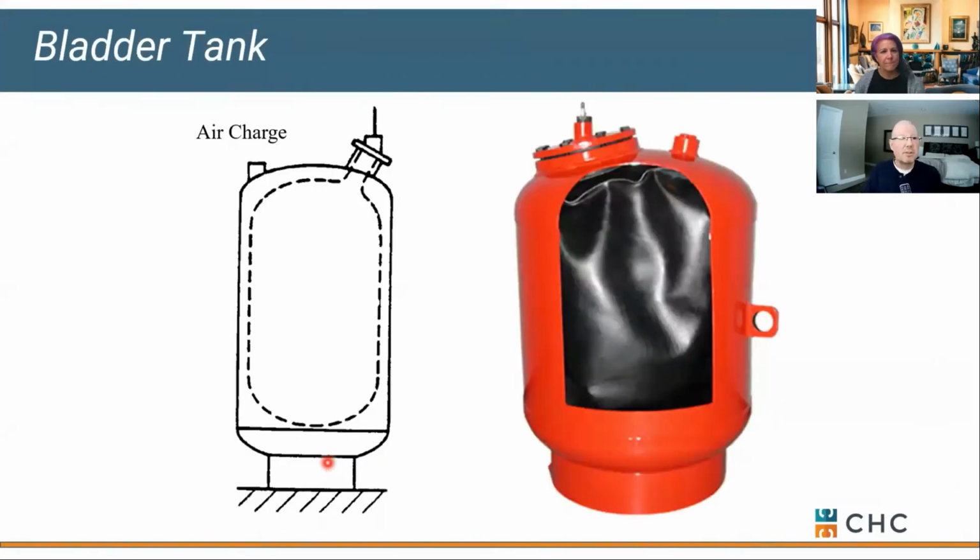Okay, let's change up. Let's go to a bladder tank. One way to picture this is just a rubber balloon sitting inside a steel vessel, or a steel cylinder. So you just have a big rubber bag, if you will, that's holding system water, and then an air charge around that bag. So this is a typical bladder tank.